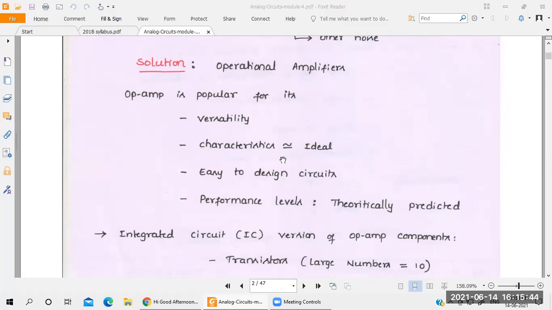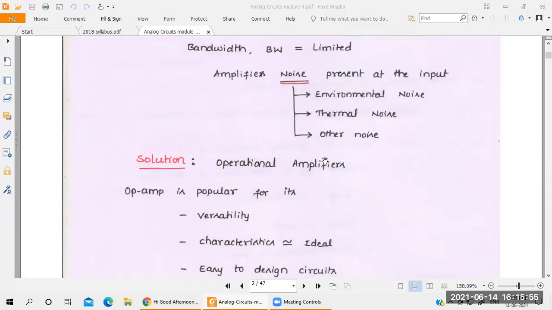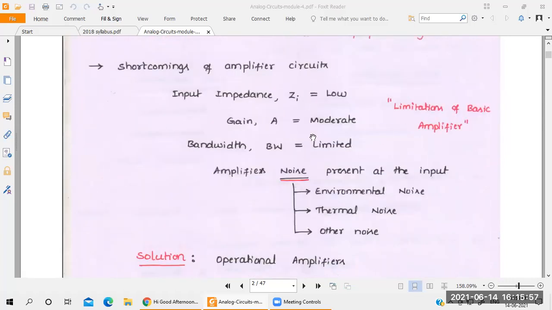Then CAD checks should always be equal to ideal mode. Then you have to design the circuit in easy mode. Then performance level almost depends on the theoretical methods. Okay, so these are the solutions in order to avoid these kinds of drawbacks in the amplifier. Understood?